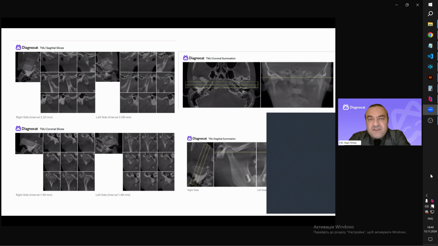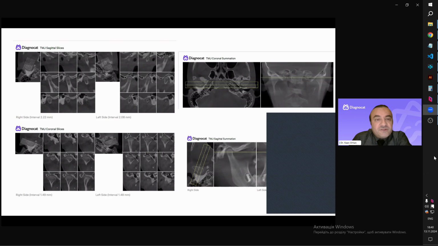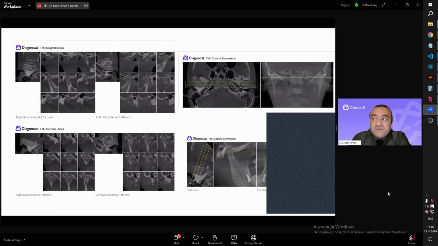Another capability for which we can use DiagnoCat is the temporomandibular joint. From the CBCT volume, we can make the segmentation all the way sagittal, coronal, simultaneous, and also automatic segmentations. See how nicely all these segmentations are done for the temporomandibular joint.